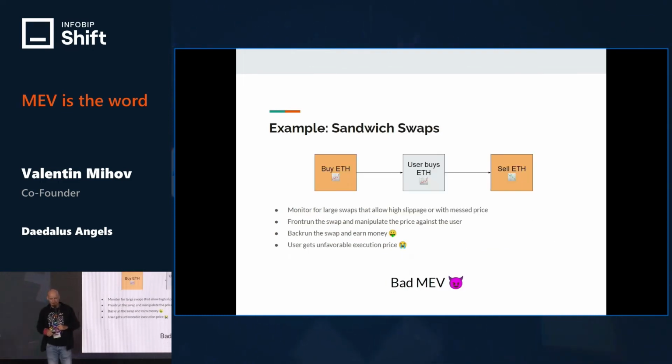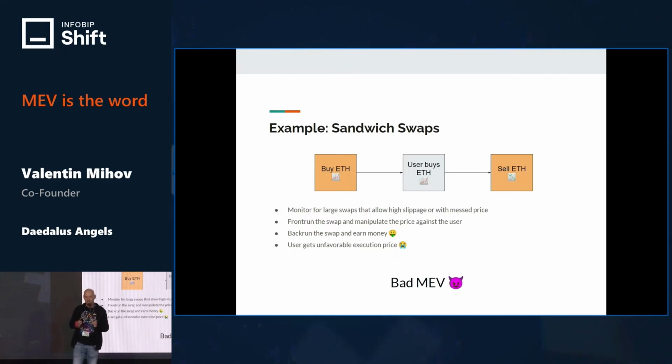And let's see the last example. The previous two were examples of good types of MEV. Why good? Because arbitrage gives you the same price across all exchanges, so that's good. Otherwise, it's going to be a mess. And liquidations are making sure that the protocols are solvent. There are no loans that are not covered. So these two were good MEV. And this one is a bad MEV, and it's called a sandwich attack.